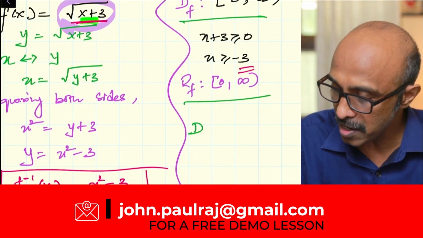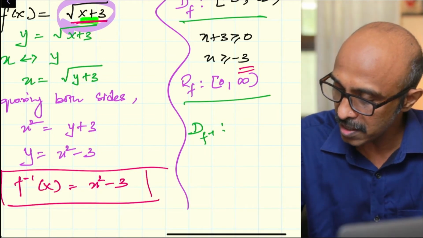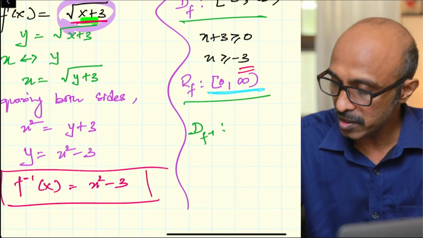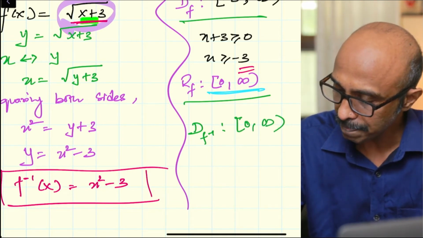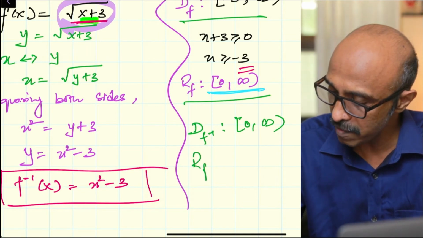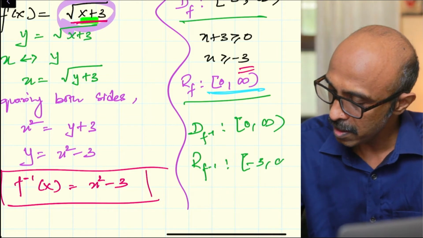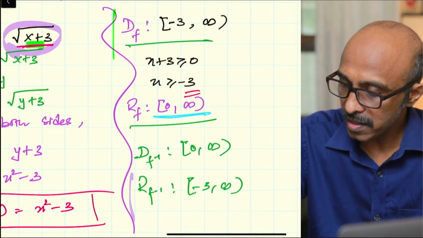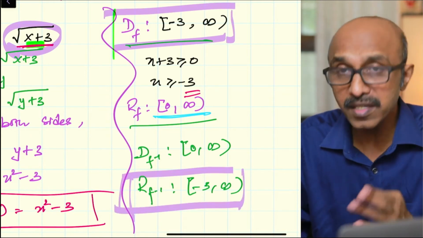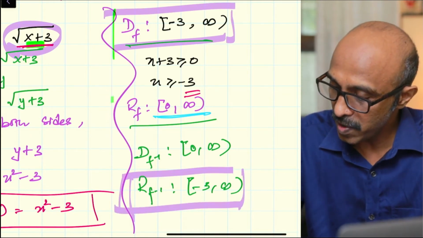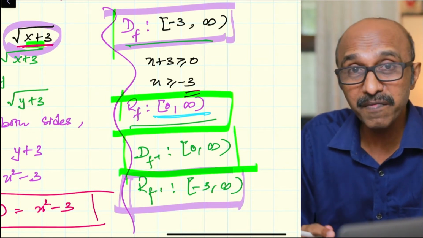So the domain of the inverse should be this term out here. This is the range of the function, right? So the domain of the inverse ought to be 0 to infinity, and the range of the inverse must be negative 3 to infinity. Is it right? What we've done is the domain of the function is the same as the range of the inverse, and the range of the function is the same as the domain of the inverse. Can you see that? But let's try and verify this graphically.